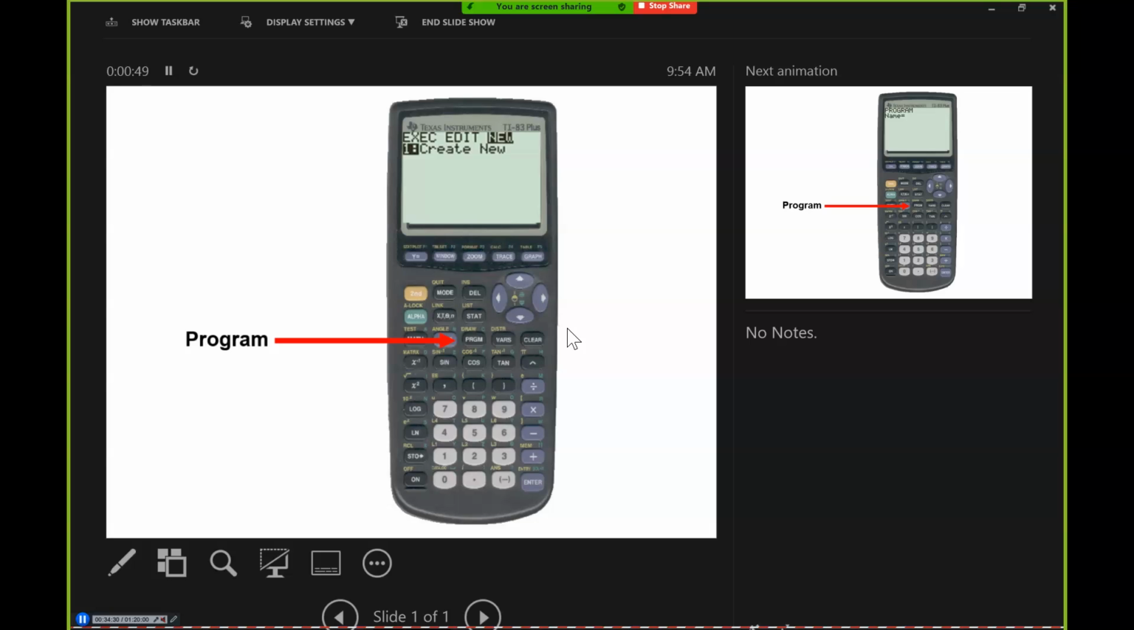You can name your quadratic program whatever you want. I'm going to name mine Quad, but you could name yours Rufus or Juliet or Solvinator or whatever you'd like.